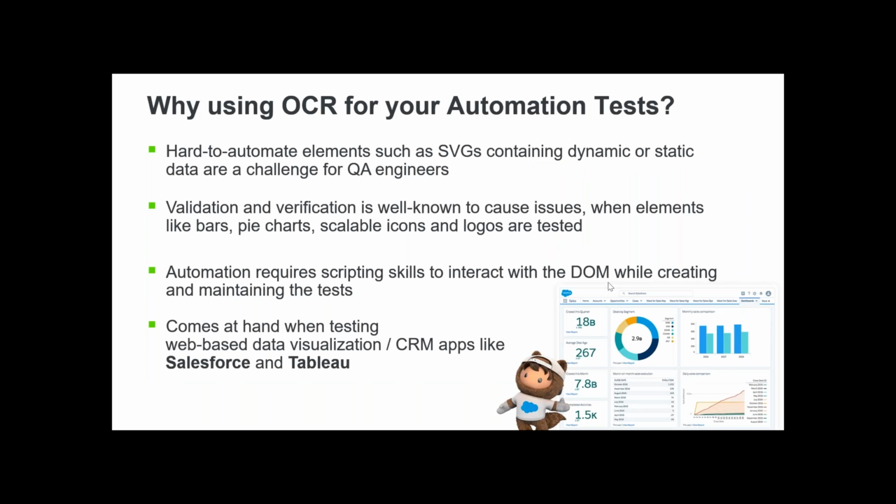How this relates to your automation tests, you might ask, and I have prepared a lot of examples here for you. Imagine elements that are, you would agree with me, very difficult to automate, like SVGs, right? Which contain dynamic or static data, whatever. They're definitely a challenge and kind of a hassle for most of the QA engineers and testers out there, especially if you need to create special validation and verification of such elements.